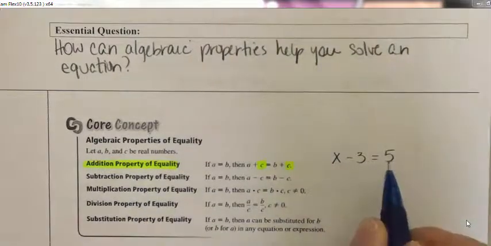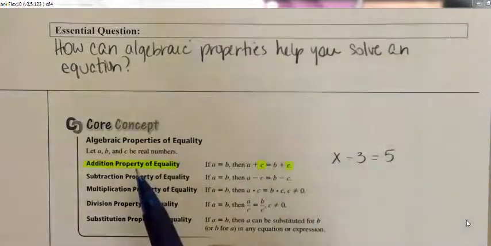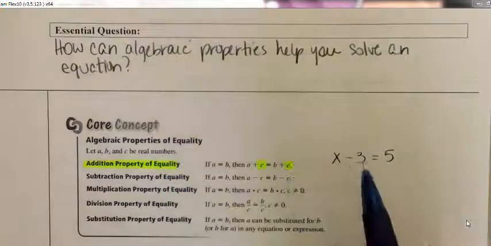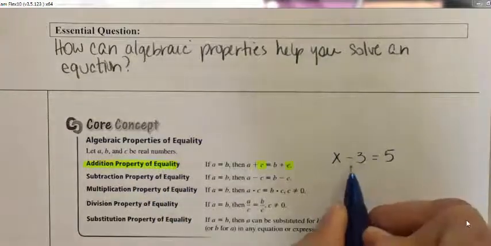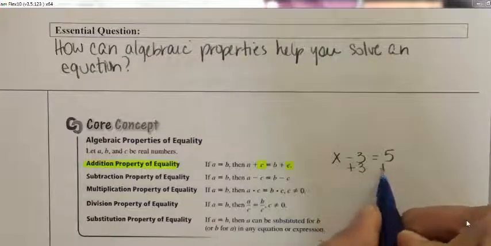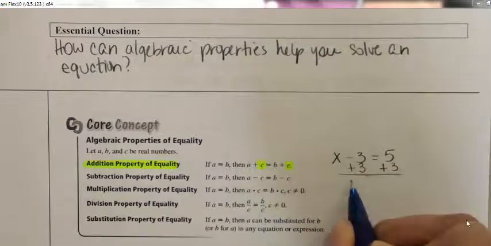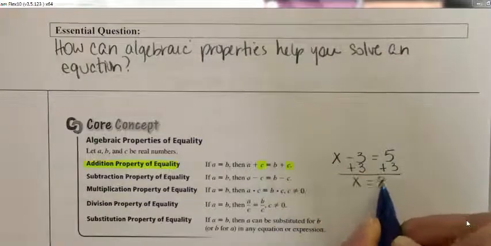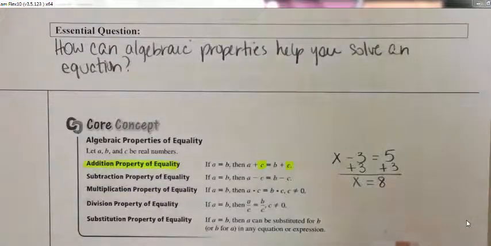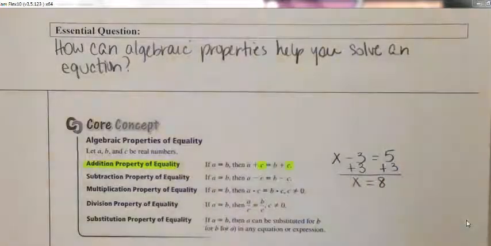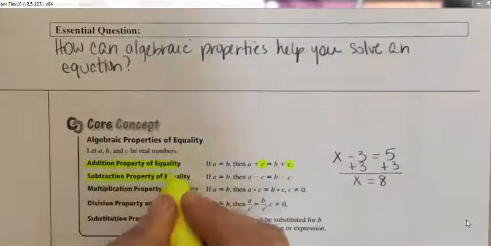Well, when you're trying to solve this, you're going to use that addition property of equality, because basically what you're going to do is take this negative 3 and do the inverse of that, so you're going to add 3 to both sides, and that gives you x equals 8. Right? And so that's how we solve equations. We use these properties of equality. Okay, and the next one is subtraction property of equality.